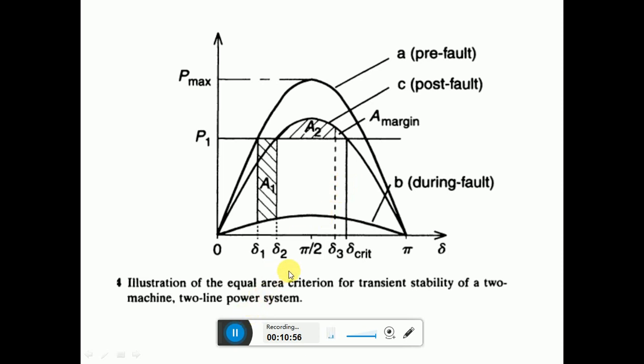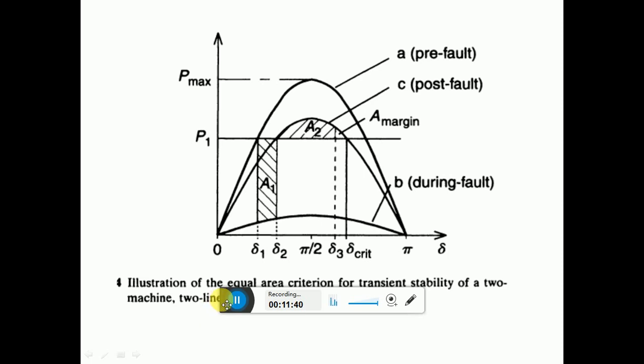So the machine will lose its synchronous stability. This is called the delta critical angle, after which it is not possible, and this portion is called A margin. A margin means initially I said at this instant A1 becomes equal to A2, accelerating energy becomes equal to decelerating energy. Therefore, this is the portion that we have for transient stability margin, because if this is more than this A2, then we have the option to go till this. So this becomes the transient stability margin for this system.